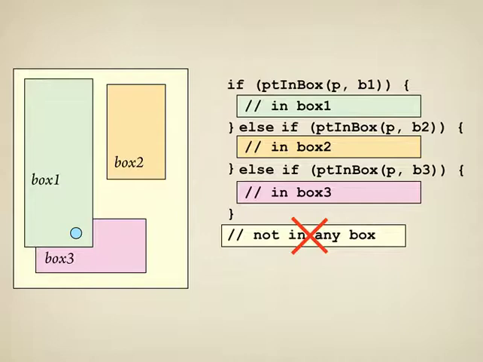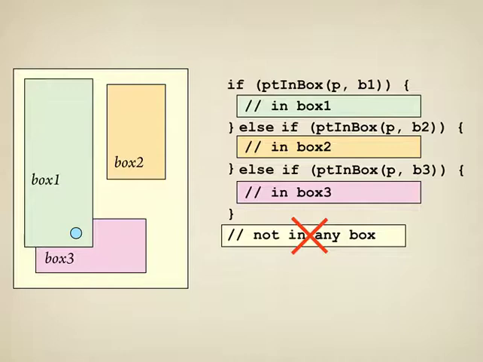Now we've solved our overlap problem. Because look at where the point is. It's in box 1 and box 3. Reading from the top, we say if point is in box 1, oh, it is, and we execute box 1. And we're done, because we never look at the else. Because the else only gets executed if the test was false. And so all the rest of that stuff gets ignored.